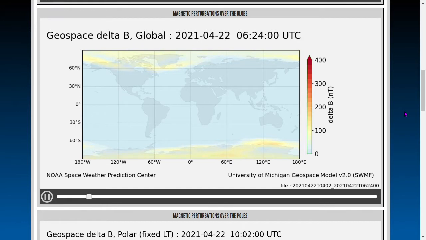Here are ground magnetic perturbations looking at geospace delta B. Changes to the Earth's B field. This is in nanotesla. The last one was in nanopascals.